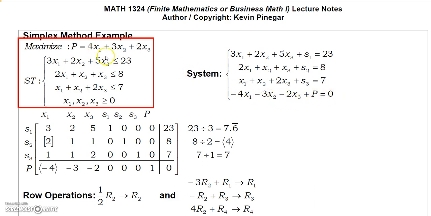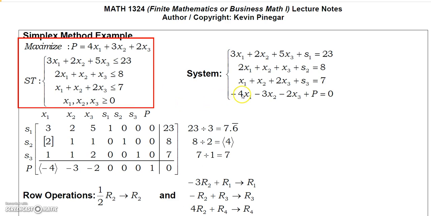Now, I know all of the problems that I've had so far, the numbers on the right have been positive, but don't be shocked if you see an objective function that has a minus over here. And all that would change is when you moved it to the other side, it would become positive. So, you know, it is possible to have a minus on this side of the equation over here.